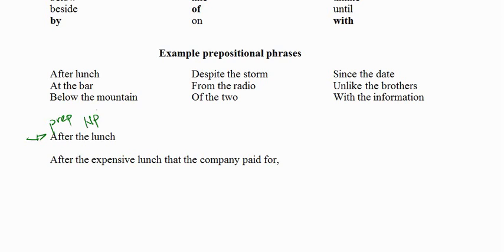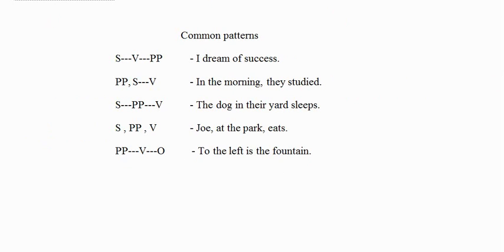So if we wanted to expand upon it, we can do something like add an adjective and attach an adjective clause to it. But what remains consistent is after the lunch, the core part of that prepositional phrase. So this will become our prepositional phrase. What's different about the prepositional phrase is that by itself, it is a fragment. So right now, this is a fragment. To fix it, you would have to attach it to a subject plus verb unit, which is our independent clause.